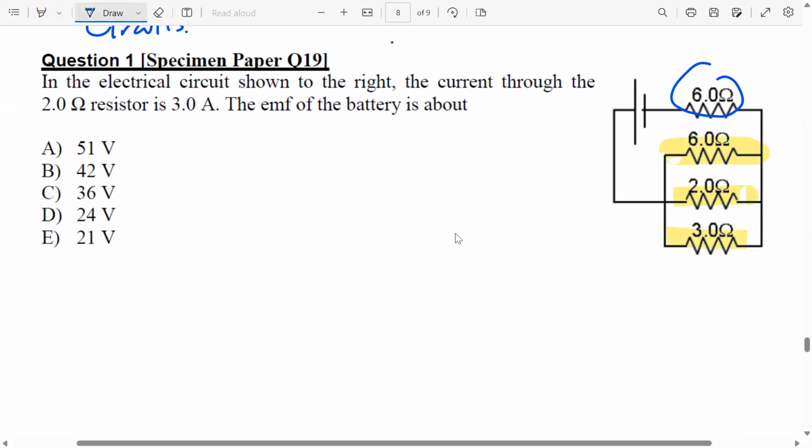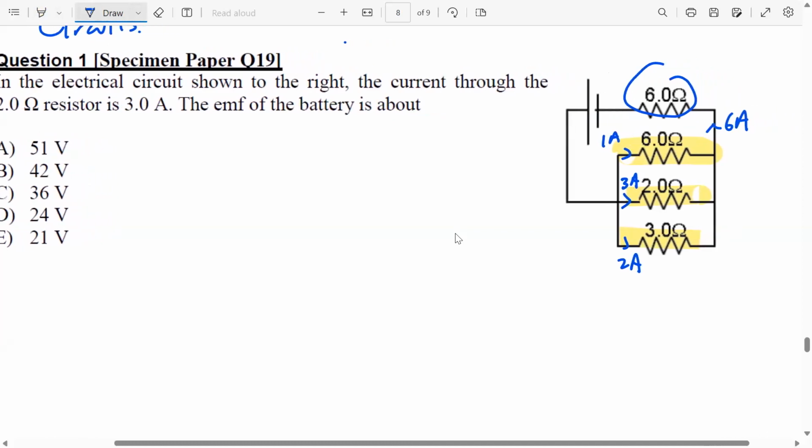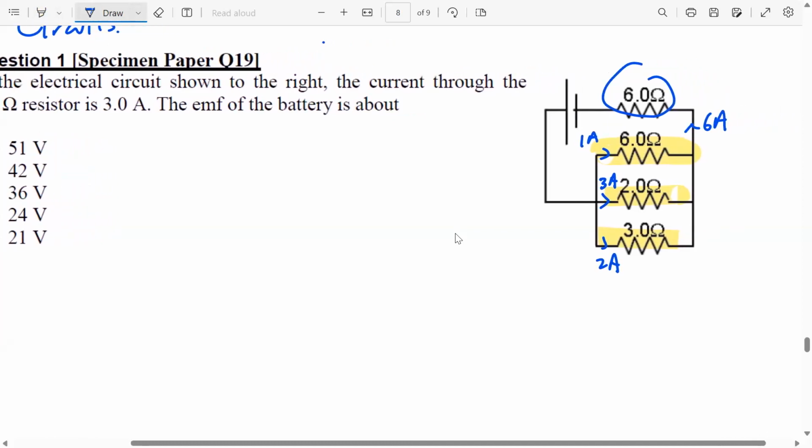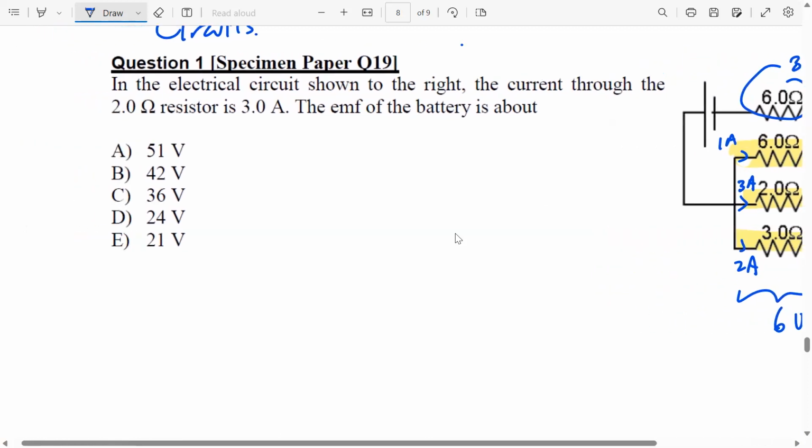They tell you that going through here is 3 amperes, which means that this must be 6 volts. So this one must be 2 amperes, so that is still 6 volts. And this one must be 1 ampere, so that is 6 volts. So add up, it must be 6 amperes, which means that here it must be 36 volts. So here 6 volts, here 36 volts, add up, 42 volts. Answer B. Okay, this is pretty O level.